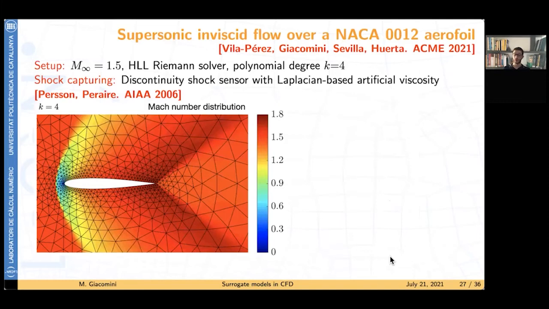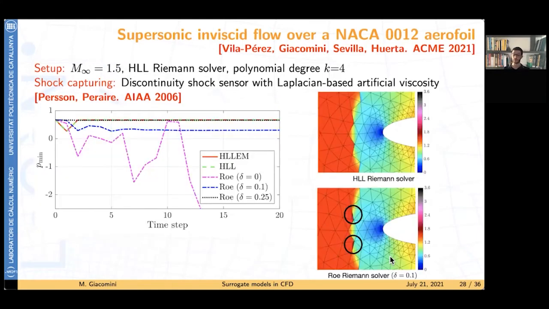This is a supersonic inviscid flow over a NACA 0012 airfoil. We have Mach number 1.5. And here I'm presenting a zoom near the wing profile, near the airfoil. And what I want to stress is that we are able to use such a coarse mesh with these large elements because we are employing polynomials of degree k equal 4, okay? And here we are able to capture the shock that develops in front of the airfoil. Indeed, if we zoom in, we have this representation of the shock using HLL.